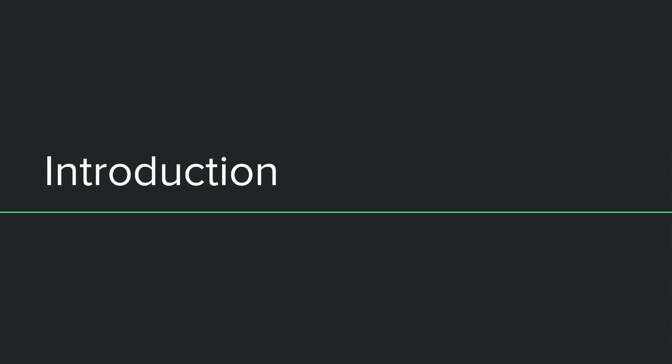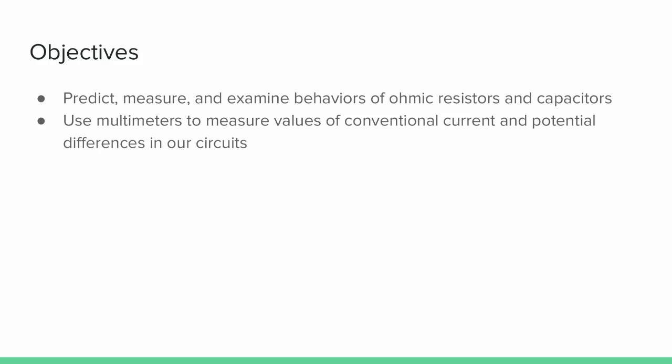And now, I will introduce the lab. The objectives of this lab are to predict, measure, and examine the behaviors of ohmic resistors and capacitors. And we will also use multimeters to measure values of conventional current and potential differences in closed circuits.